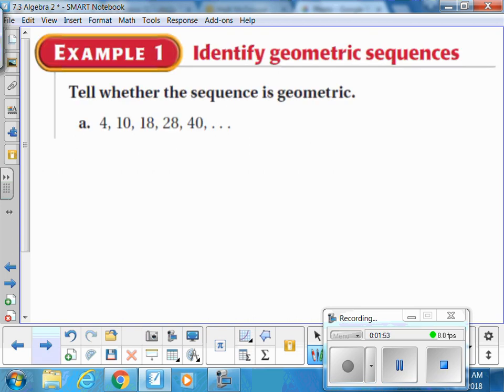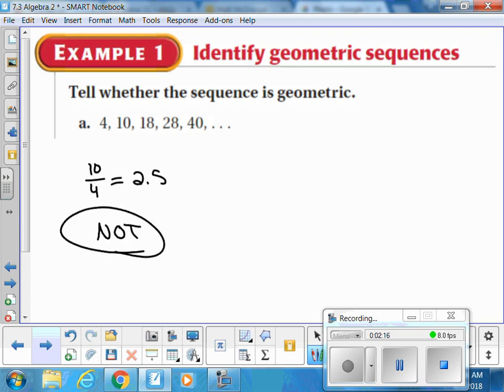So let's look at this one. This one is an example. We need to figure out whether it's geometric. So I would take this 10 and divide it by 4 to see what they're multiplying by to get from term 1 to term 2. What's 10 divided by 4? Now, you need to verify that 10 times 2.5 is 18. And it's not. So this is not a geometric sequence. Make sense? So you do want the calculators handy to do a little work like that.